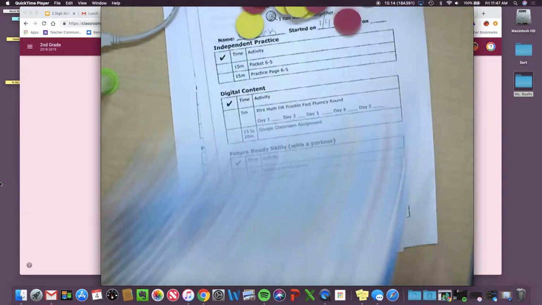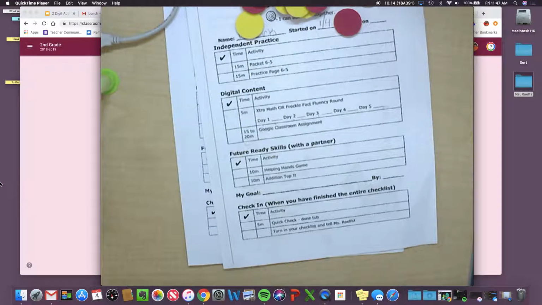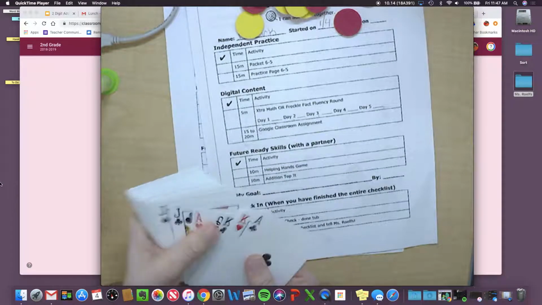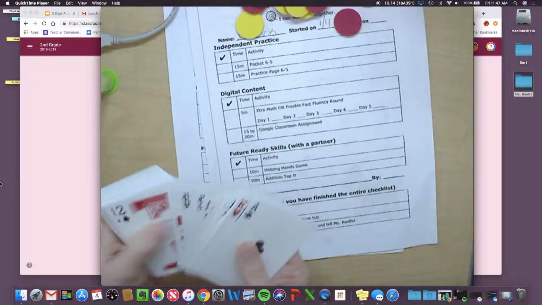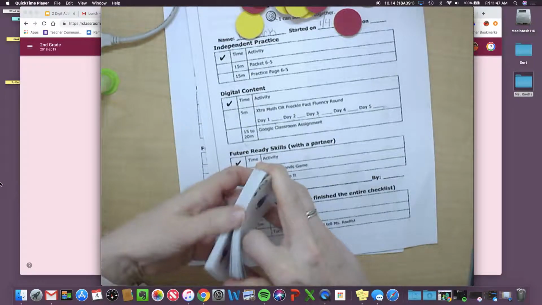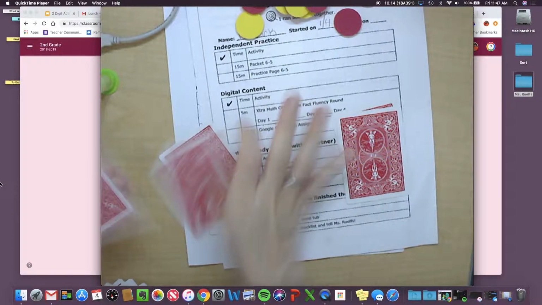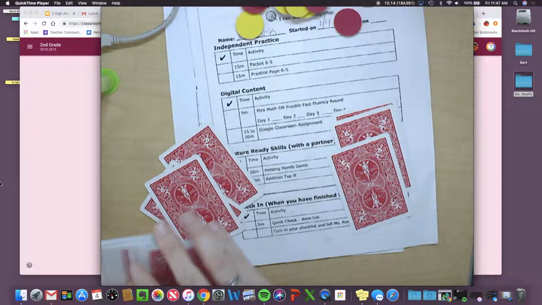The next game that you play is Addition Top It. So you get your cards out, you take out all those face cards and set them aside. Then you divide the cards in half. So each person gets half and you're going to count them out. 1, 1, 2, 2, 3, 3, until each person gets half.